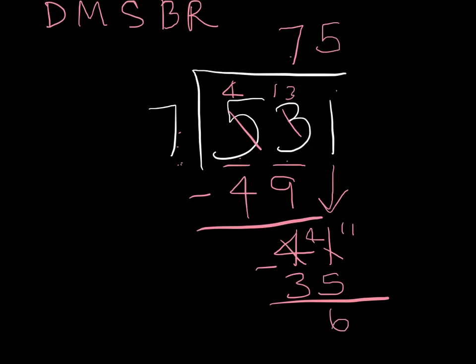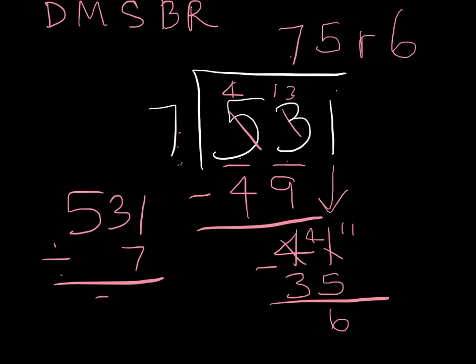And then we notice here that we have 6 left over, and we know that 7 doesn't go into it, so then that R becomes the remainder this time, for a 6. So 531 divided by 7 equals 75 with a remainder of 6, so there are 6 left over.